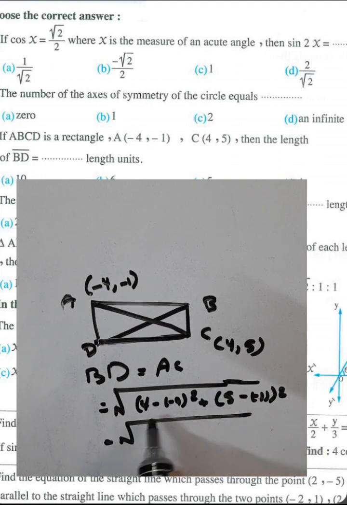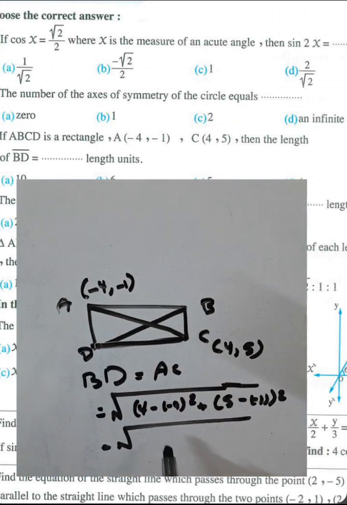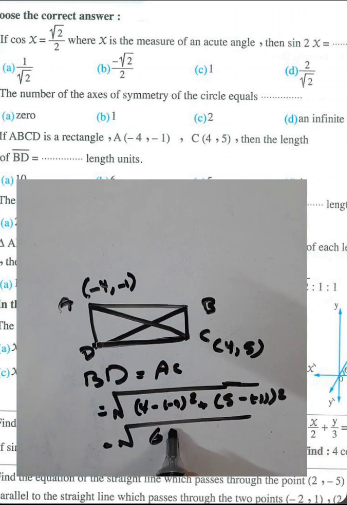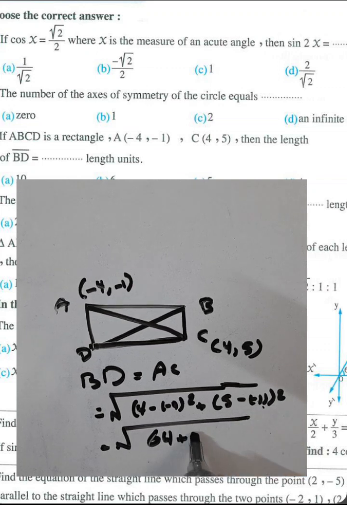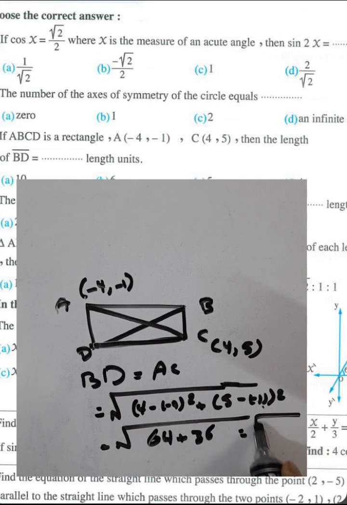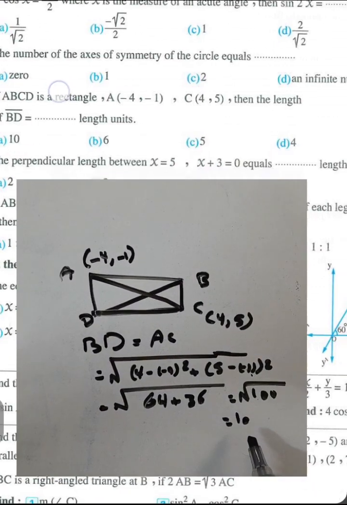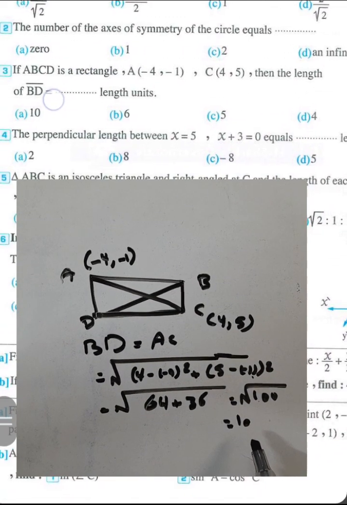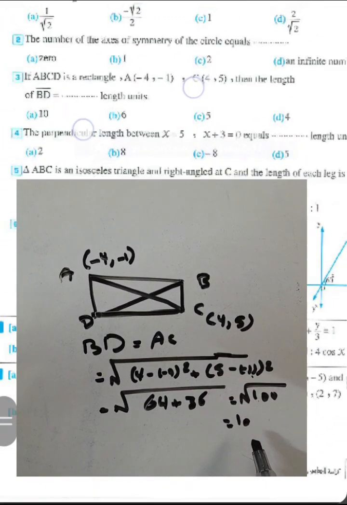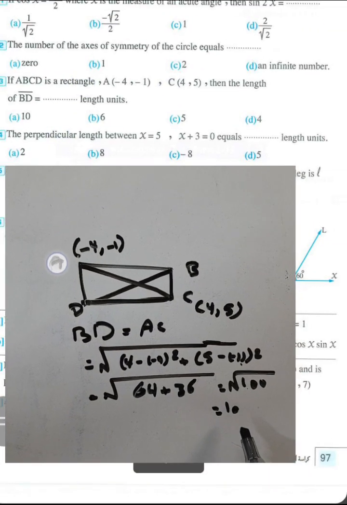Okay, 4 minus -4, it will be 8. 8 squared equals 64. And 5 minus -1, 5 plus 1 equals 6. 6 squared is 36. The result will be the square root of 100, which is 10 length units. Okay, choose letter A.